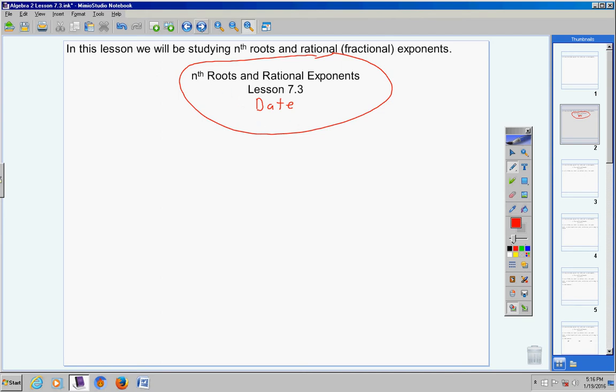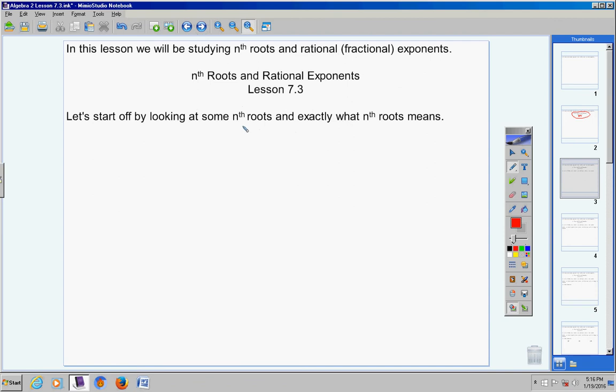Alright, moving on. Let's start off by looking at some nth roots and exactly what nth roots means, okay? So here we go. Now, first of all, just take some notes and listen at the same time, okay? We all know that this means the square root of 16. Why don't you write that down? So we know this is a square root. We're used to that. But even though you can't see it, there's an imaginary 2 here, not a 1, a 2. And that's why we call it a square root.